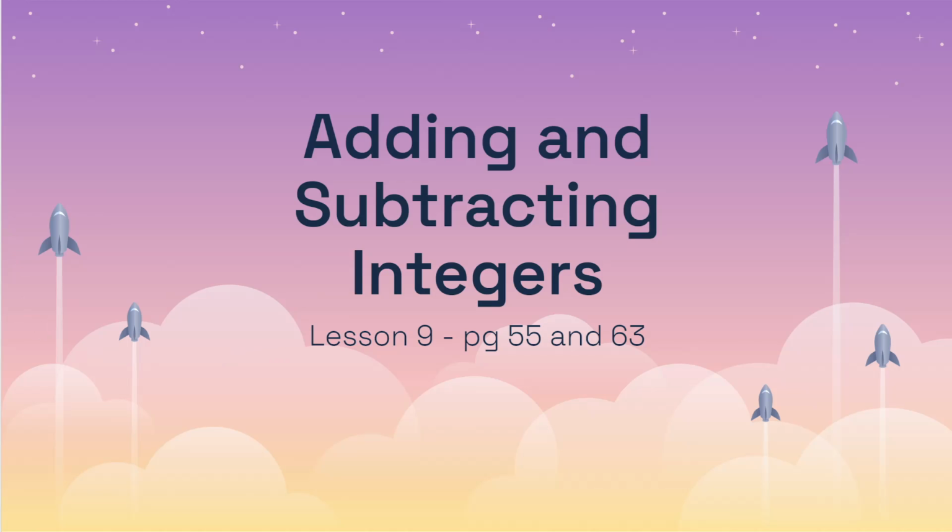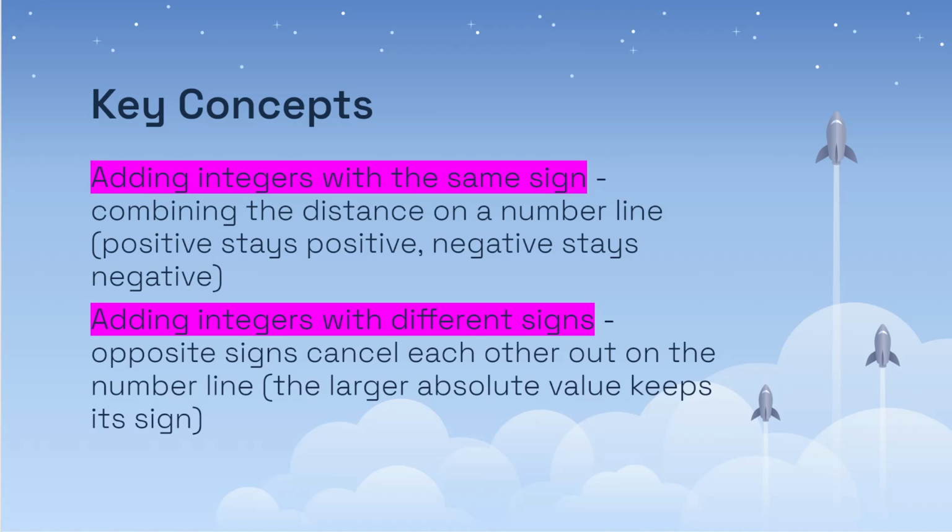Well, integers. You remember what integers are? They're the whole numbers, 1, 2, 3, 4, 5, 6, 7, so on and so forth. They're opposites, -1, -2, -3, so on and so forth, and 0. So let's add and subtract these things.